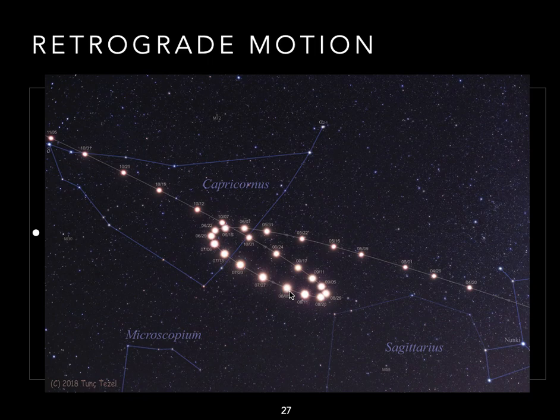Over the month of August, it was going west to east, but then it stopped, and at the very end of the month, turned around. And then in September and October, it continued to go east to west again. This kind of motion, where a planet is going in one direction, stops, moves backwards for a couple of months, stops, and then continues going the original direction, is called retrograde motion.